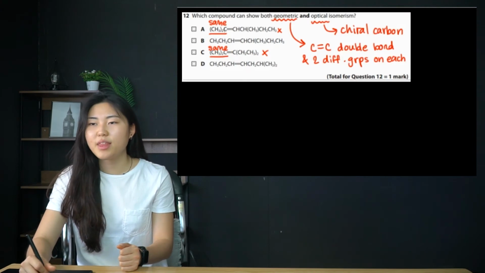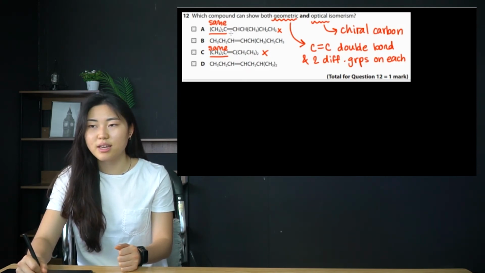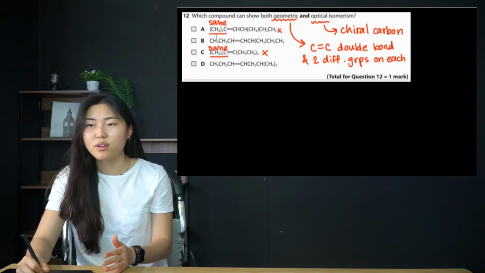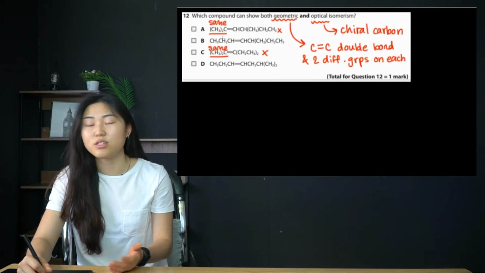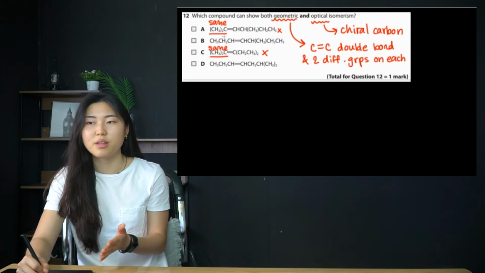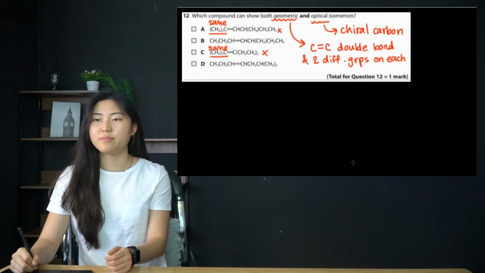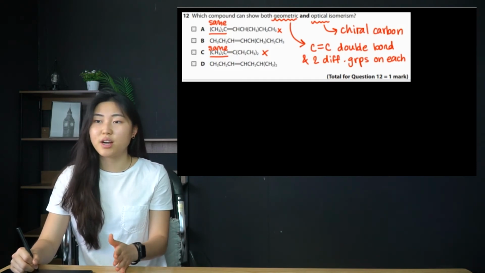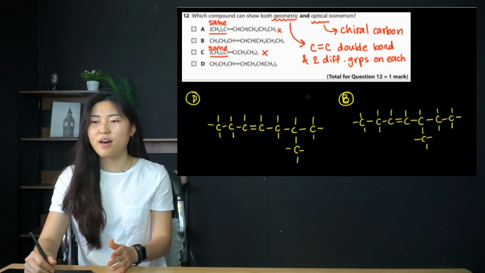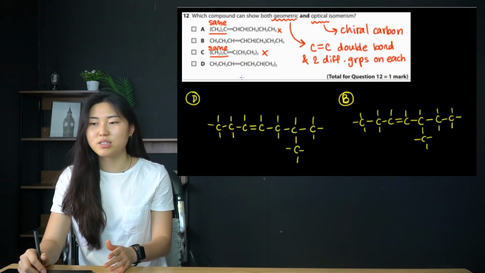So with A and C, I can see that this carbon that is included in the carbon-carbon double bond is bonded to both CH3 and CH3, right? It's (CH3)2. So we have the same groups attached to one carbon on the carbon-carbon double bond. Okay, so A and C cannot have geometric isomerism, so A and C are not the answer. And we have D and B to consider.